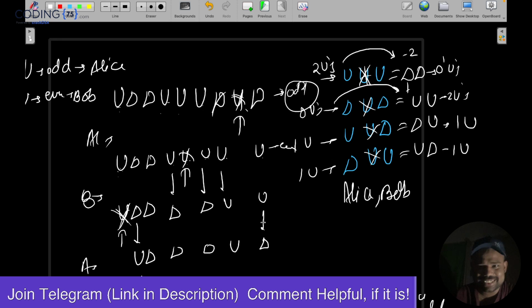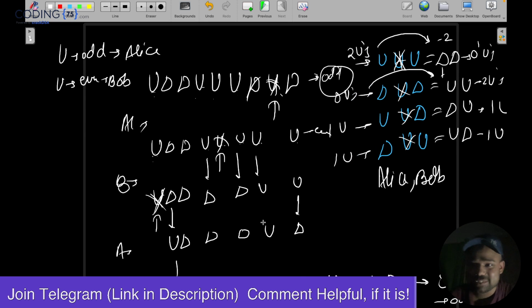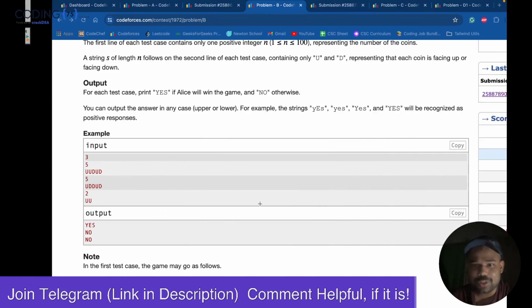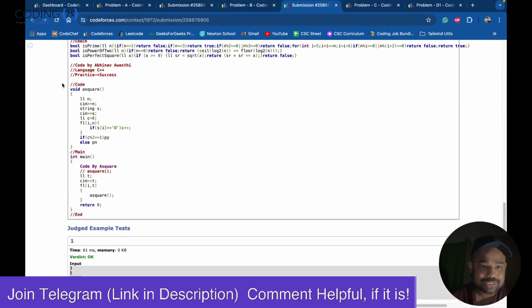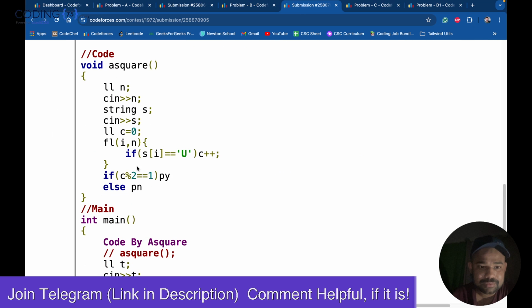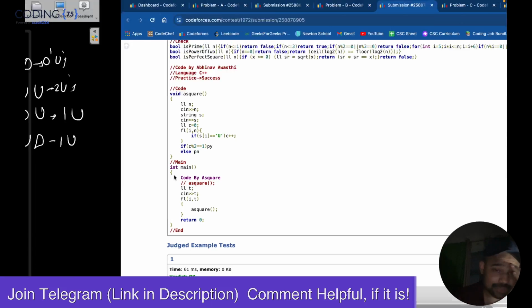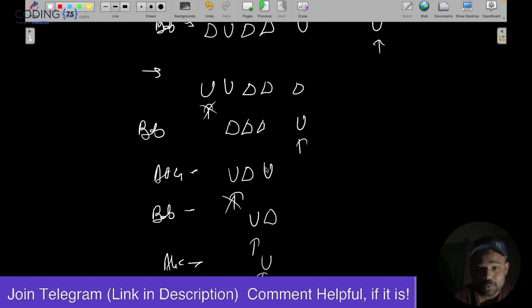The logic, this was a very bad explanation, I guess. The overall logic is, I'm not sure how it happened, the logic was that when there are an odd number of U's initially, then print Y. Print Y means Alice will win, else print no. Okay, I know this was a very bad explanation. Sorry guys, but I hope you got it.